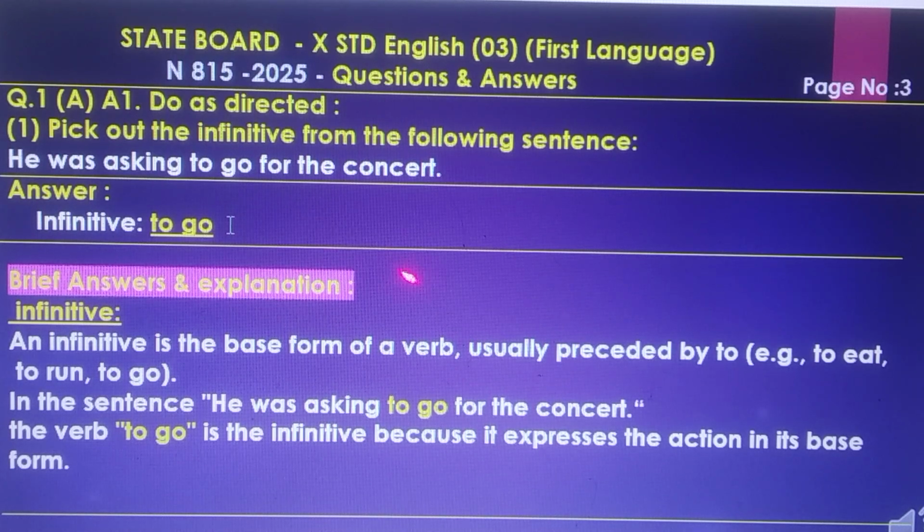And a brief answer and explanation of this question. An infinitive is the base form of a verb, usually preceded by to. Examples: to eat, to run, to go. In the sentence, he was asking to go for the consent, the verb to go is the infinitive because it expresses the action in its base form.